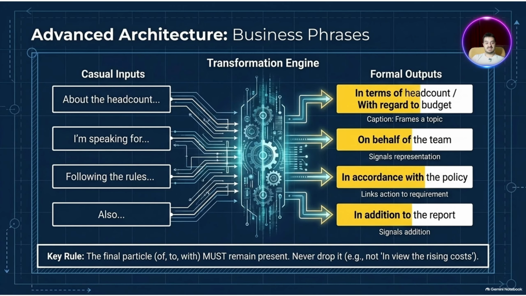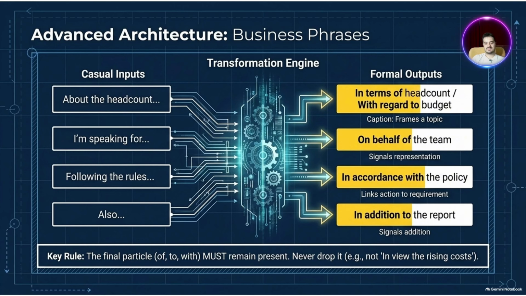Here are some business phrases for people who want to learn business English. We have casual inputs and we have formal inputs. What we have in the casual inputs is not wrong. However, it would be much better if you could use the formal outputs instead. For example, when we say about the head count, it is better to say in terms of head count or with regard to budget. And we use these formal outputs when we want to frame a topic. Instead of saying I'm speaking for, it is better to say on behalf of the team, and it signals representation.